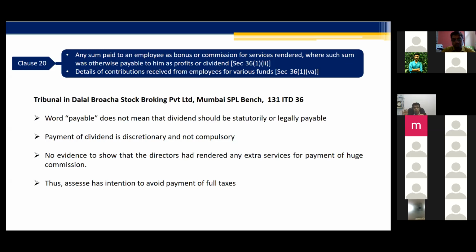It is very clear. There are certain judgments which say that because the wordings are very clear, it covers the employee as a bonus or commission. So if you pay salaries or if you want to pay a higher incremental salary, it will not be hit by 36.2. But if you pay in the name of bonus or commission, 36.2 could be attracted.